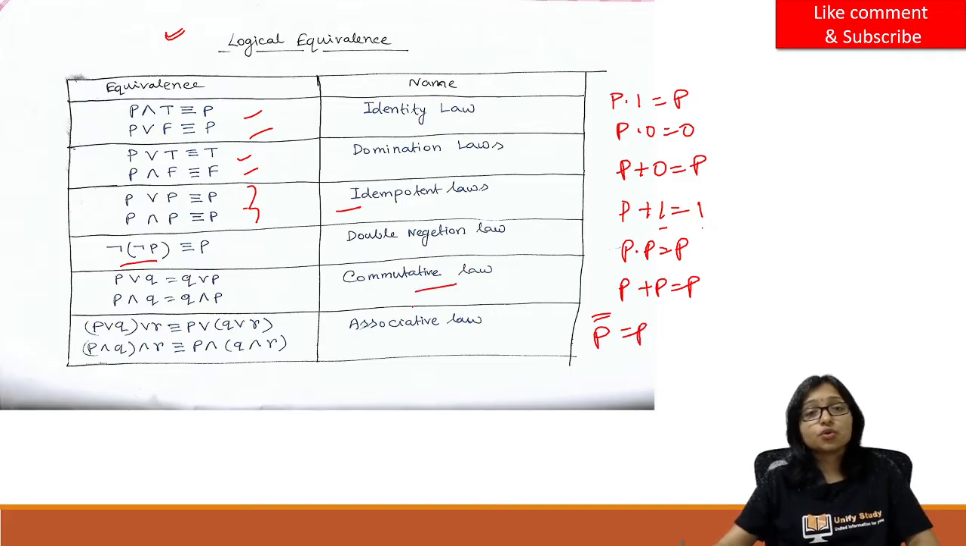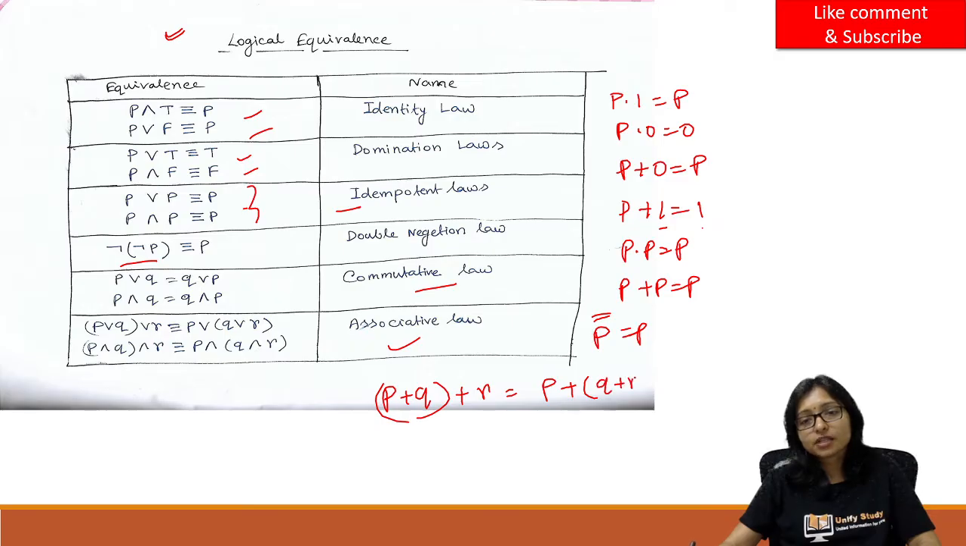Commutative law you also know. Associative law means what? P plus Q plus R, I can write as P plus Q plus R.